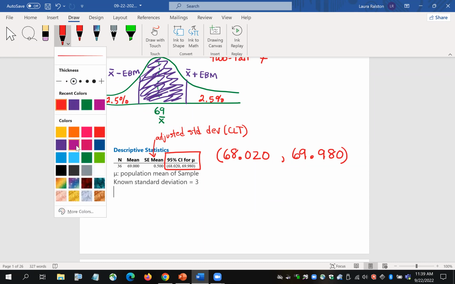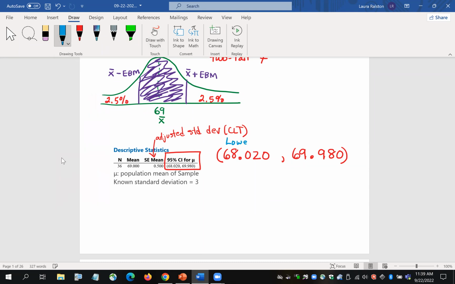I hope that it makes sense to you that that first number is what we would call the lower bound. Visually, that would be this number here. And the second number is your upper bound, which is 69.980. So my confidence interval has a low of 68.020 and an upper bound of 69.980.